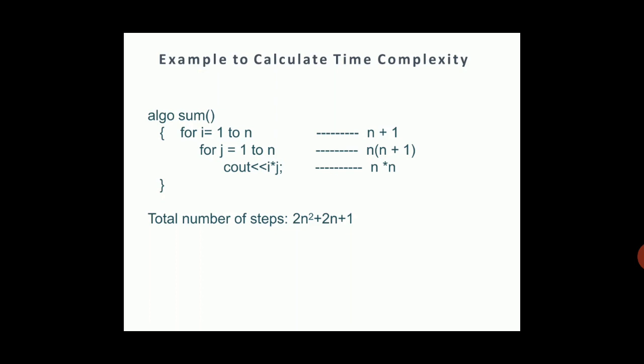The time complexity here is O of n square. What is the O of n square? In the next video we will discuss how we calculate the time complexity, and another method that is called recursion, how to find your time complexity, and other things.